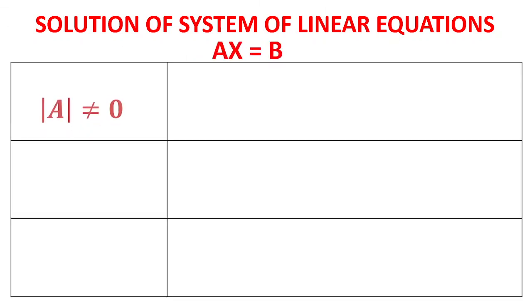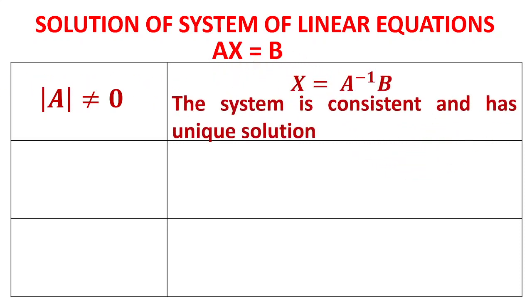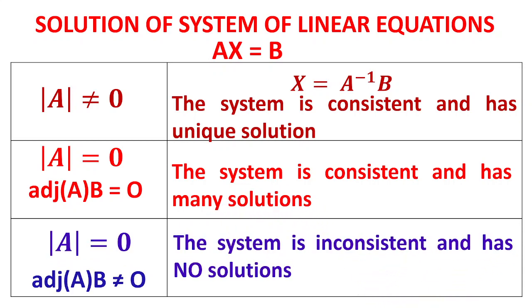Let us see in a table. If determinant A is non-zero, then you conclude that X is A inverse B and it is consistent and has a unique solution. Suppose determinant A is 0, don't lose heart, find adjoint A into B. If it is once again a 0 matrix, then the system is consistent and has many solutions. But if determinant A is 0 and adjoint A into B is non-zero, then no hope, the system is inconsistent and has no solution. Now all of you know that no solution represents parallel lines, anyway, in 2 dimensions I am talking about.